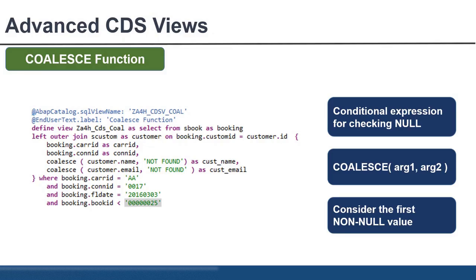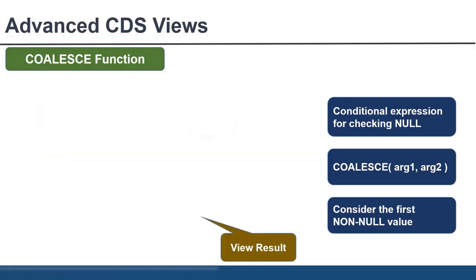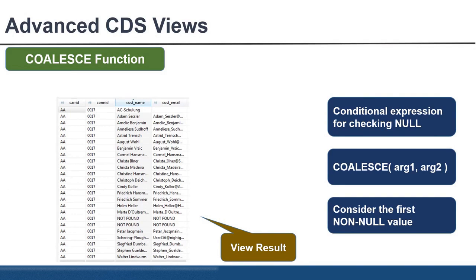This CDS selects data from sbook and scustom, and if the customer name is not found, the field cust_name will have "not found" as value, else the customer name will be assigned to this particular field. Likewise for customer.email. And here's a result of the CDS, the data preview result.